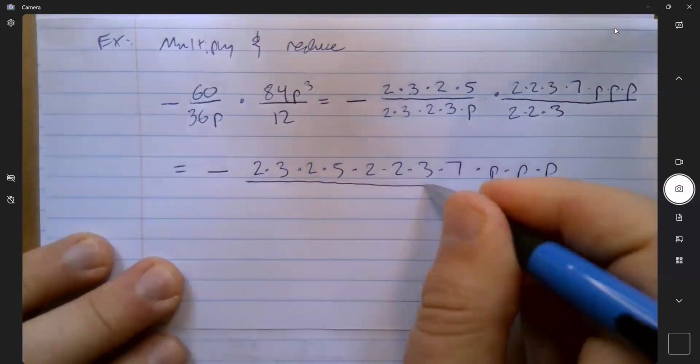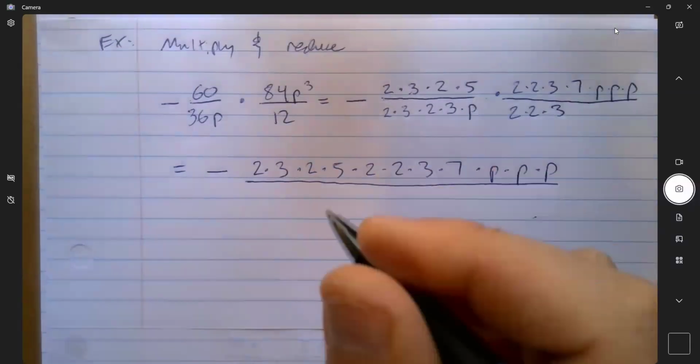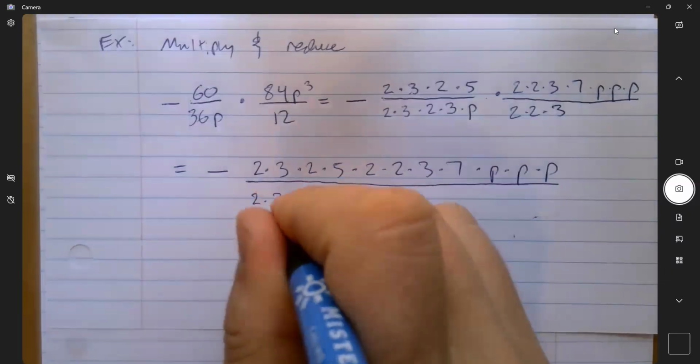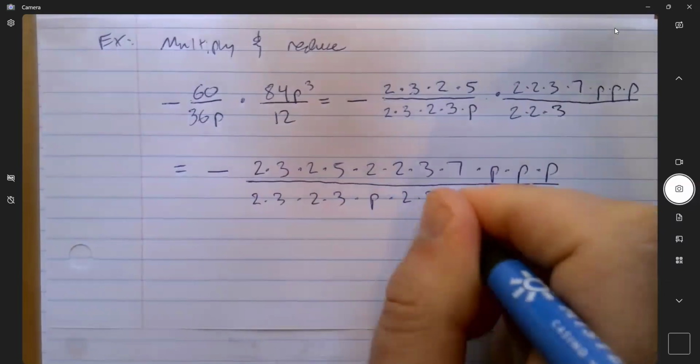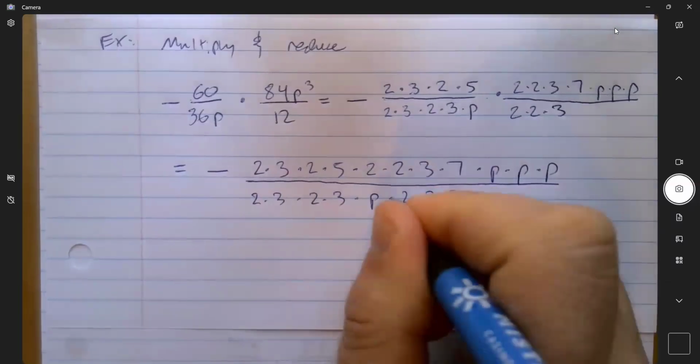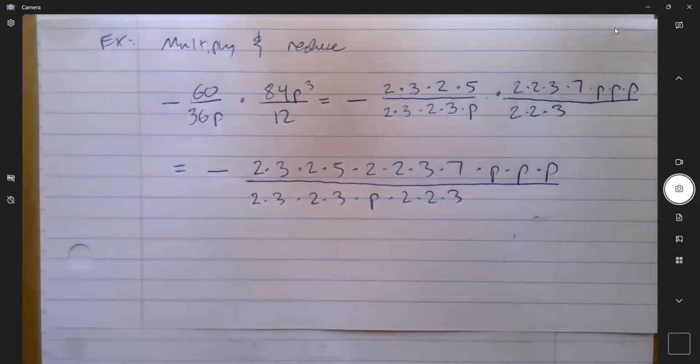And then I'm going to divide all of that by 2 times 3 times 2 times 3 times p times 2 times 2 times 3. There are a lot of numbers floating around, but if you're methodical, you can do your cancellations.